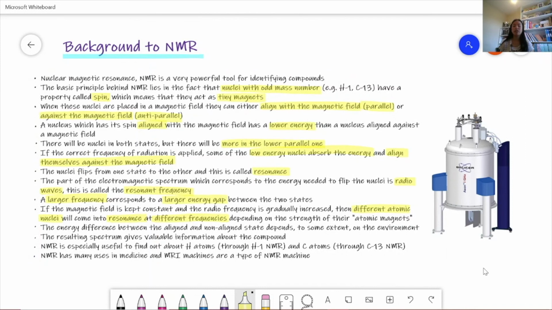And the energy difference between the aligned and non-aligned state depends to some extent on the environment. The resulting spectrum gives valuable information about the compound, and NMR is especially useful to find out about hydrogen atoms through hydrogen-1 NMR and carbon atoms through carbon-13 NMR. And these are the two types that we're going to look at. NMR also has many uses in medicine, and also MRI machines, because MRI machines are a type of NMR machine.